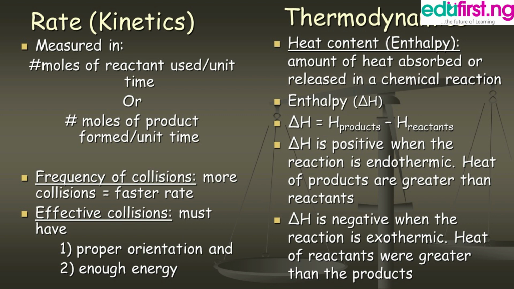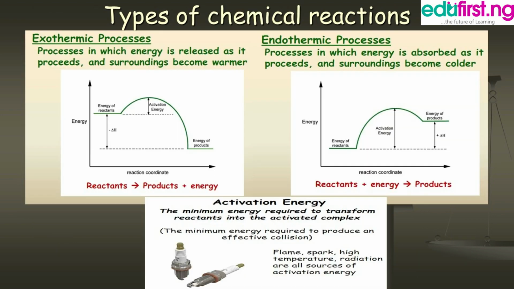Looking at the diagram, for the exothermic reaction, heat is released to the surrounding and it makes the surrounding warmer. Here we'll have the reactants give the product an energy, while for endothermic, heat is absorbed, making the environment cooler, and the reactant plus energy gives off the product. Now, the minimum energy required to move the reactant to give the product is called the activation energy.